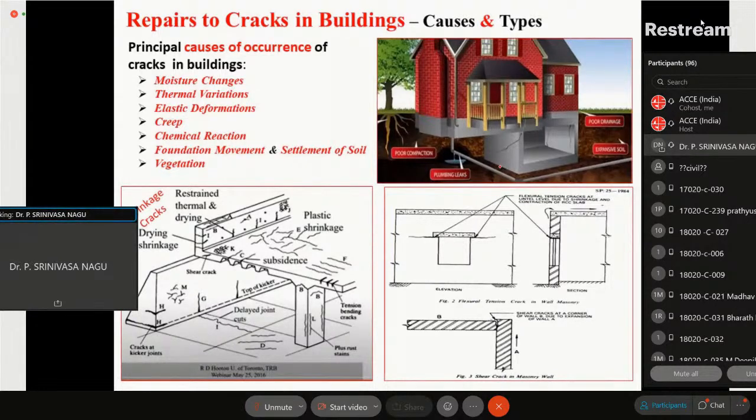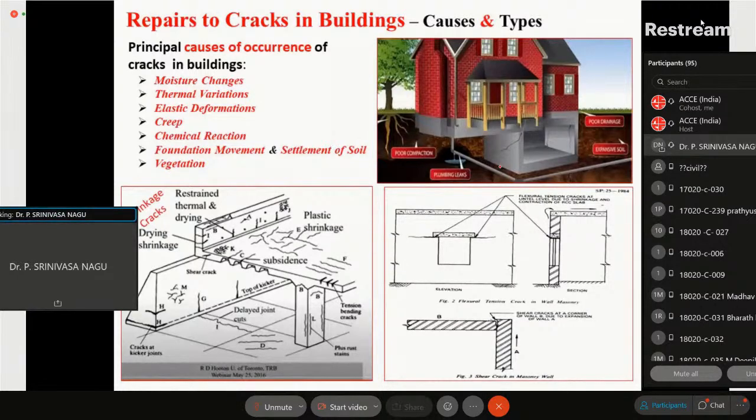Then every structure is an elastic structure. It has to deform. When a heavy lorry goes on a bridge, if you don't feel the vibrations, it is much more dangerous. We design them as under-reinforced rather than over-reinforced. So elastic deformations are inevitable. You cannot avoid them, but there should be limitations. If the limits are exceeded, then they lead to problems, cracks, etc.